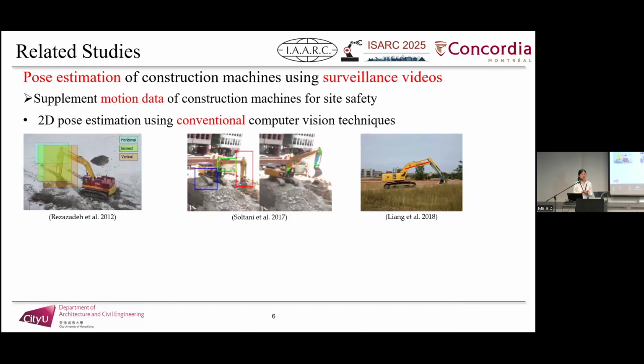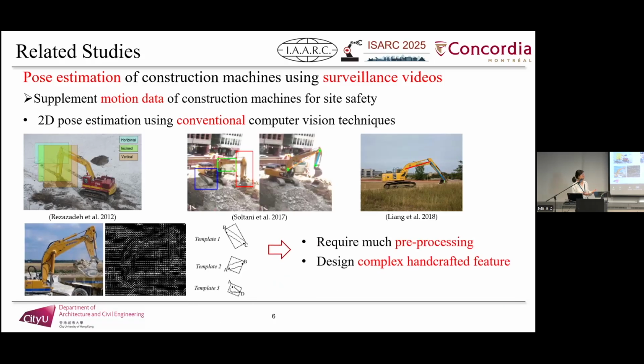That's why existing studies explored how we can estimate the posture of machines like excavators or other machines using computer vision techniques. But most of them focus on 2D, using videos or images to estimate the postures. We know that before the era of deep learning, this type of method required us to design very complex feature extractors, so this is not very efficient.